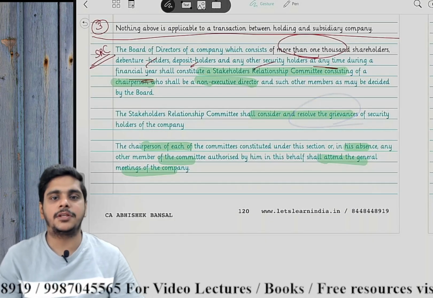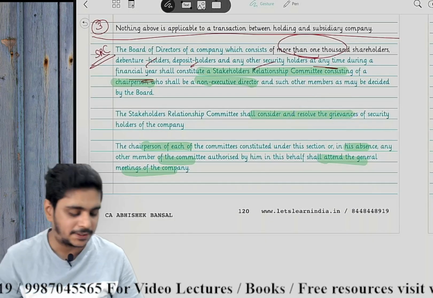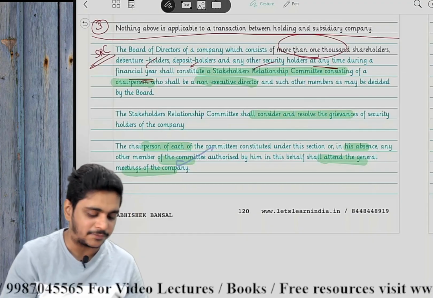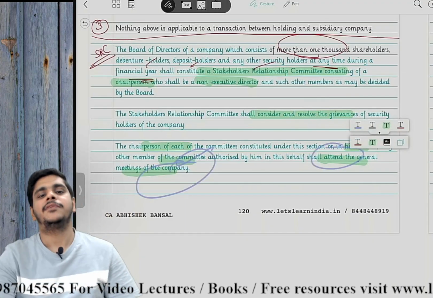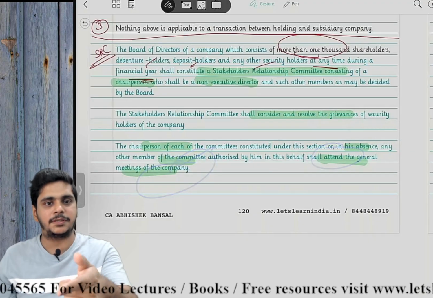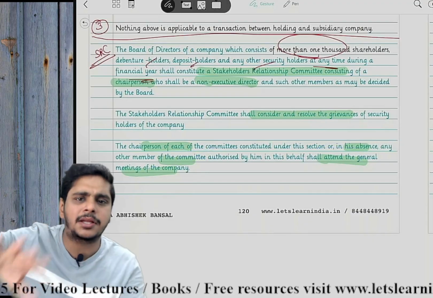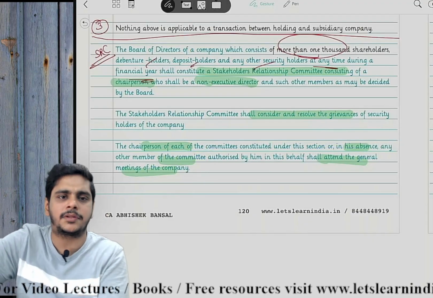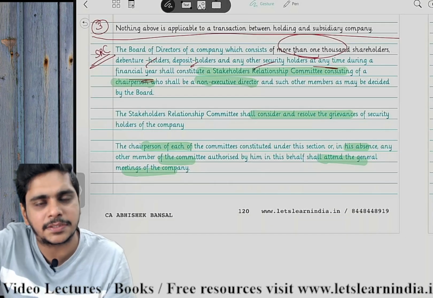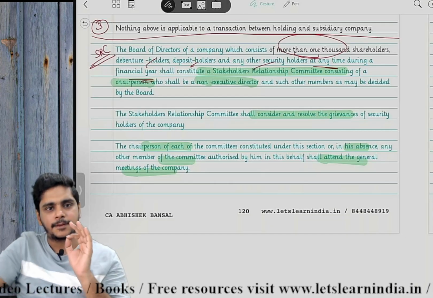Then the chairperson of each of the committees considered above, or in his absence, any member of the committee authorized by him, shall attend the general meeting of the company. So the chairman of the SRC, who is a non-executive director, should come and attend. If the chairman is not coming, then any other member can come and attend the meeting of the company. This is about SRC, Stakeholder Relationship Committee.